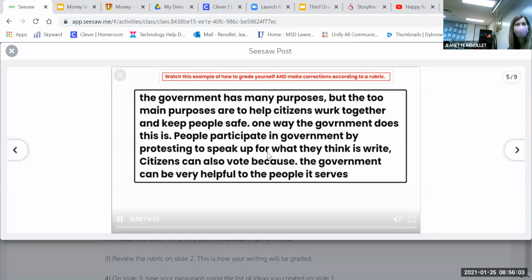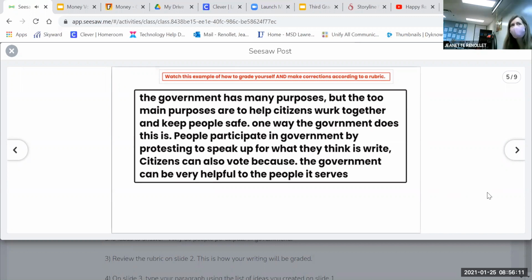Here we go. This is an example of how to grade yourself and make corrections according to a rubric. This is the paragraph that I wrote on Friday following Councilperson Piper's visit to us. My paragraph says, the government has many purposes, but the two main purposes are to help citizens work together and keep people safe. One way the government does this is people participate in government by protesting to speak up for what they think is right.